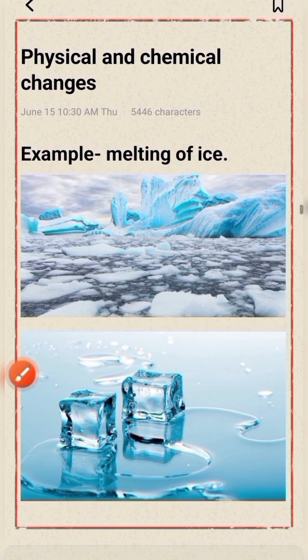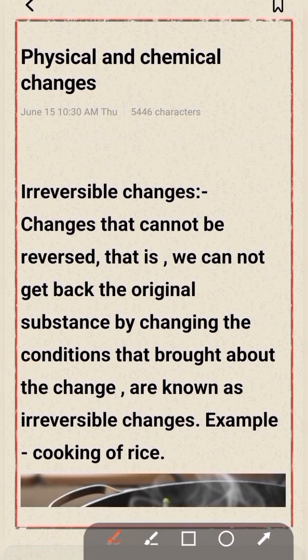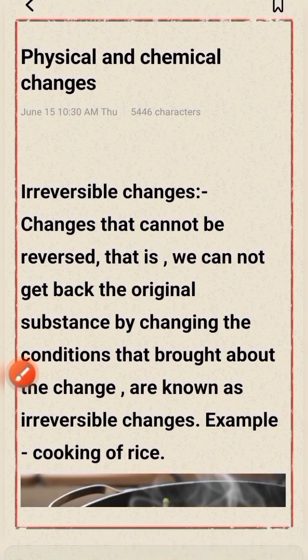Next, changes, that is irreversible changes. Changes that cannot be reversed. That is, you cannot get back the original substance by changing the conditions that brought about the change are known as irreversible changes. Example, cooking of food, rusting of iron. Okay.